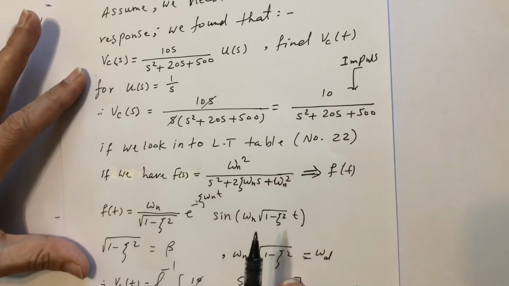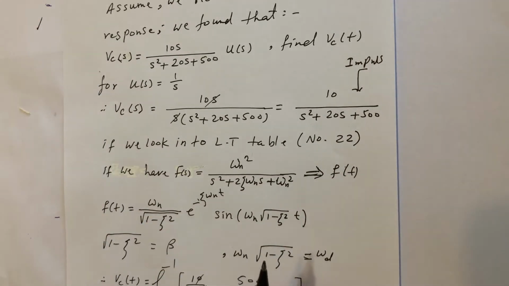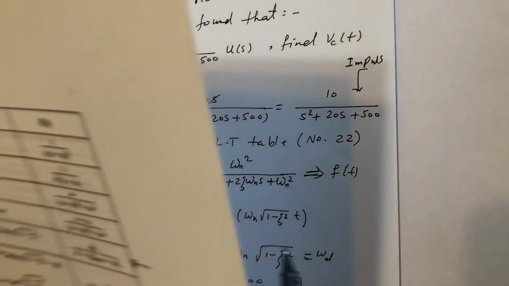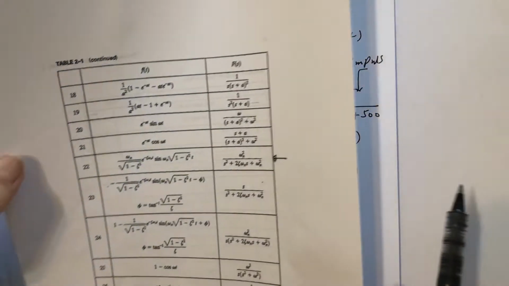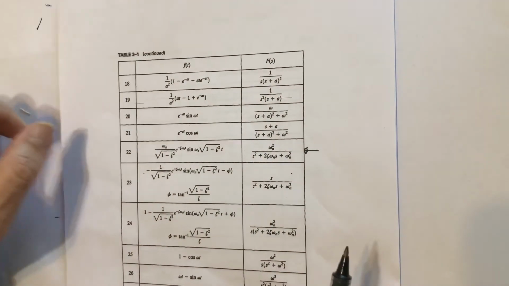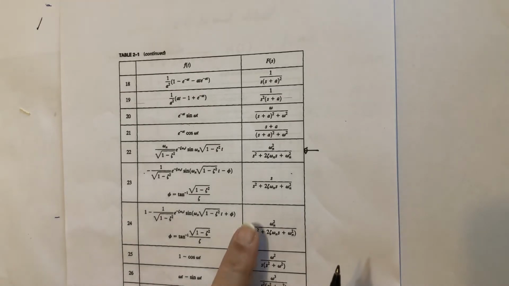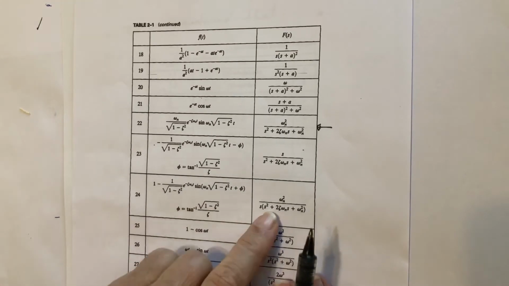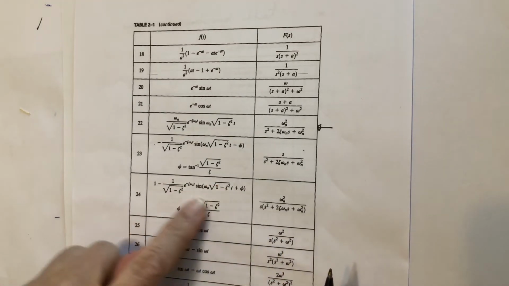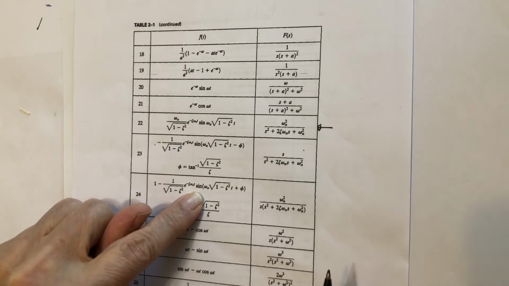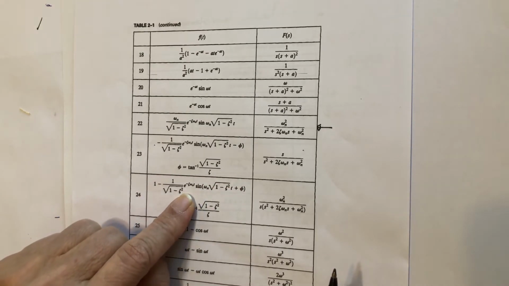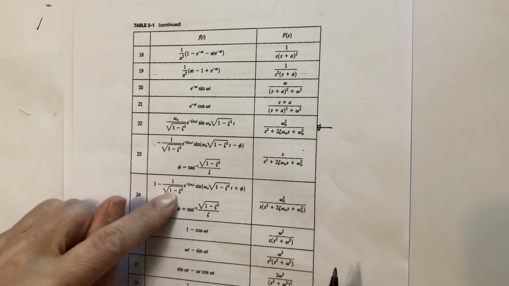If we look into the Laplace transform, I'll show you. I have the Laplace transform table here with me. We'll use the Laplace transform. Even this one, if you remember, if we have omega n squared, which I gave you before, this is the expression which I gave you, 1 minus 1 over this is beta.